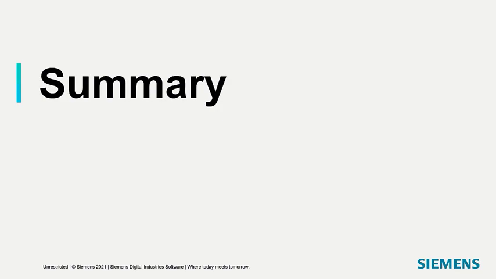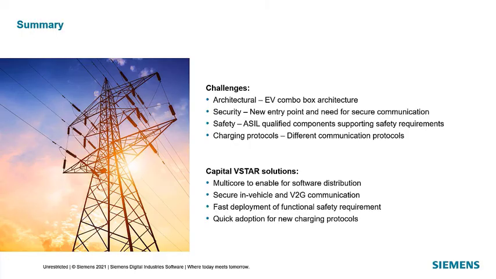Summary. Let us summarize today's webinar. We have seen four challenges. Architectural challenges: the EV combo box architecture, which integrates two EV functions into a single ECU. Security challenges: a new entry point for charging increases the risk of cyber threats. Communication with the charging station needs to be secure.